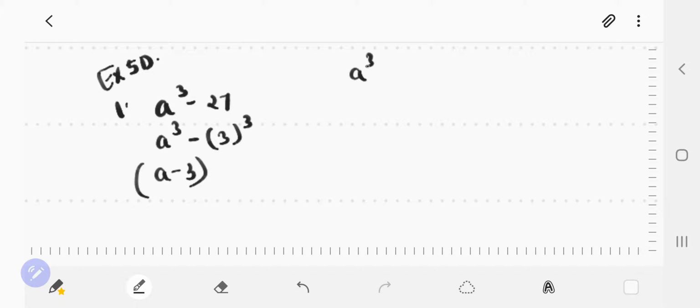Number 1 we have a cube minus 27. My dear kids, a cube we keep as it is. 27, can I make it 3 cube? So it will be a minus 3, and you know the identity for a cube minus b cube that you have to apply here. That is (a minus b)(a square plus b square plus ab).